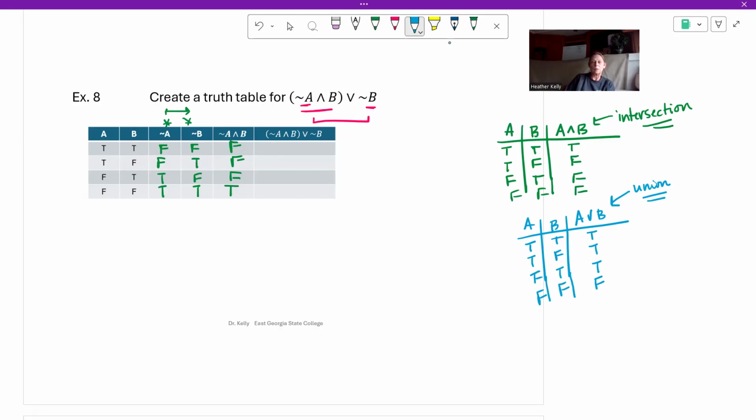That's the key here. All right, now what are we putting together? We're doing this guy and not B, and we're going this direction again as well. False, false is false. False, true is true. False, false is false. And true, true is true. There's our solution.